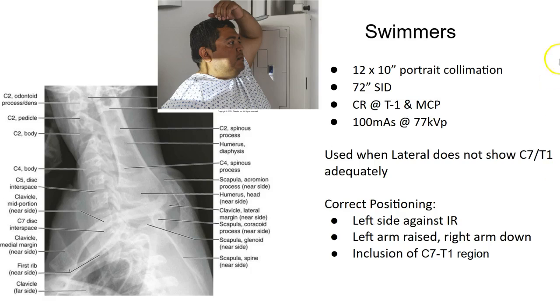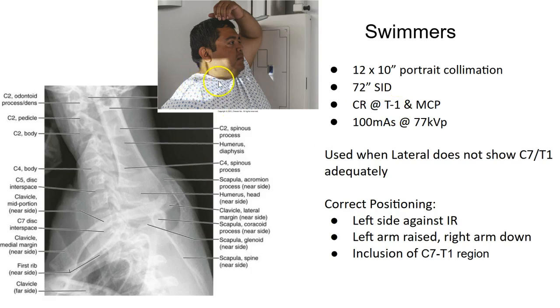So you are going to keep the 12 by 10 portrait collimation, and you're still going to use 72 inches SID because they're still in a lateral position and there's a lot of OID here. This time, however, you're going to center lower. You're going to center approximately T1. So remember, for the lateral, we center at C4. Now we're centering at T1.